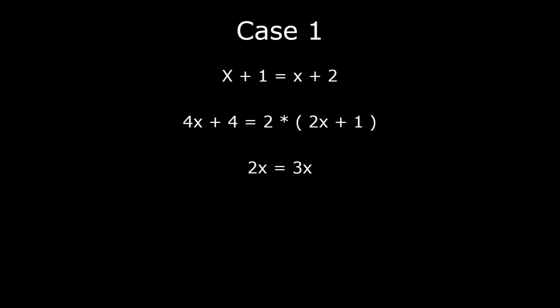Let's go. x plus 1 equals x plus 2. Subtracting x from both sides of the equation, we have x plus 1 minus x equals x plus 2 minus x. So let's perform that subtraction on both sides, and x would cancel out on both sides, and we would be left again with 1 equals 2.